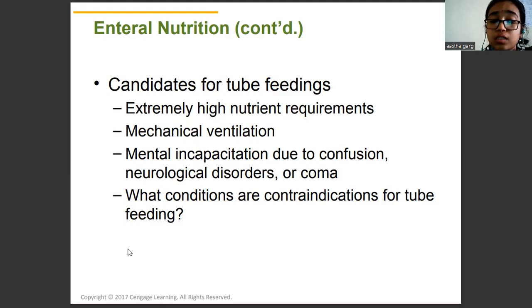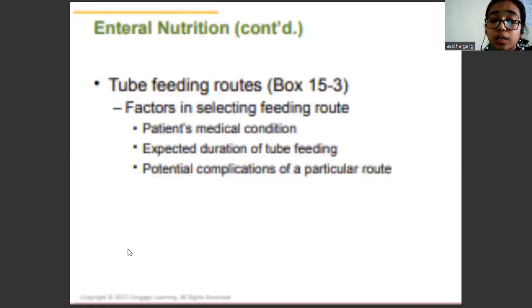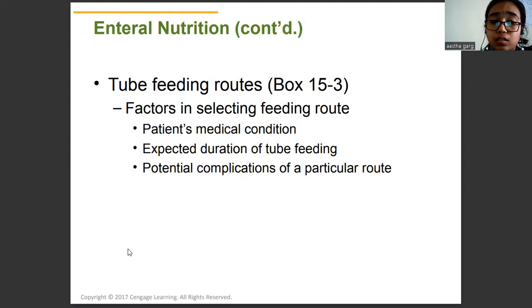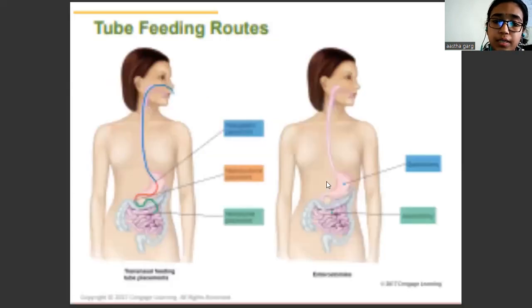Then what are the conditions in which tube feeding is contraindicated? That is, it is not opted or not recommended. So these are the factors: when the patient has some types of reflexes, serious vomiting issues, or the GI tract is impaired, or there is a risk of aspiration. So these are the conditions in which the patients are not recommended to have tube feeding. These are the factors on which the feeding routes would be decided.